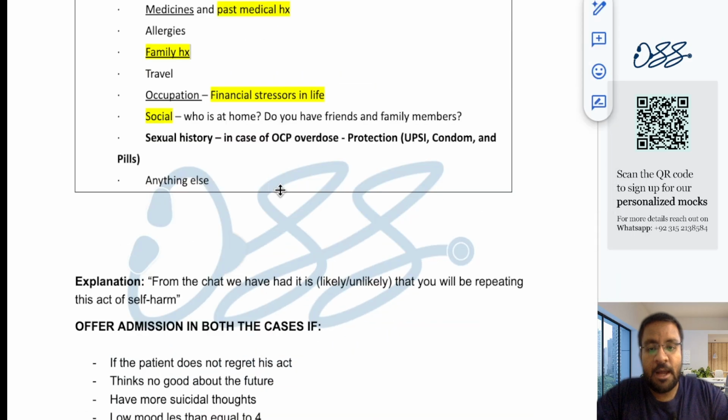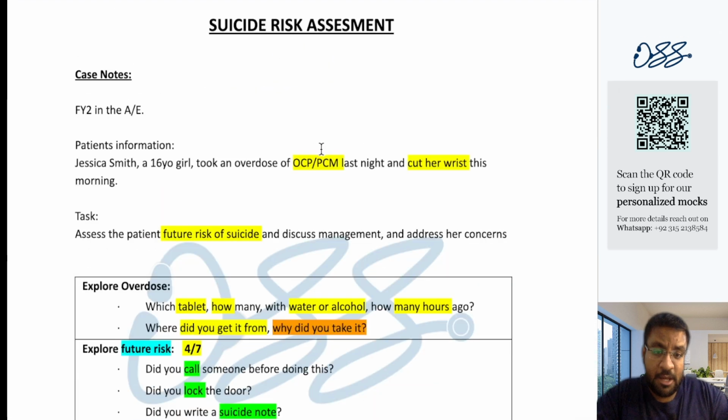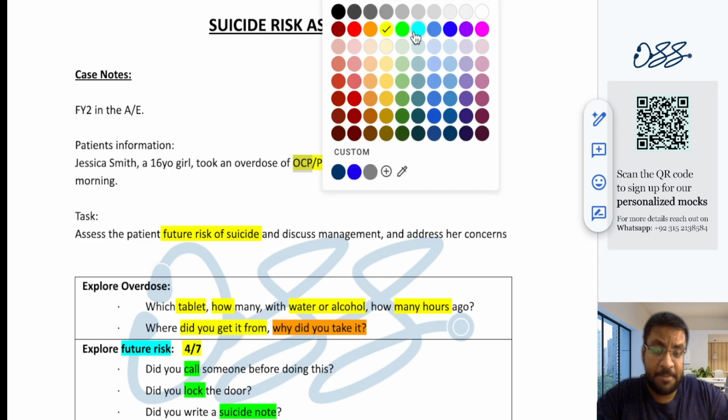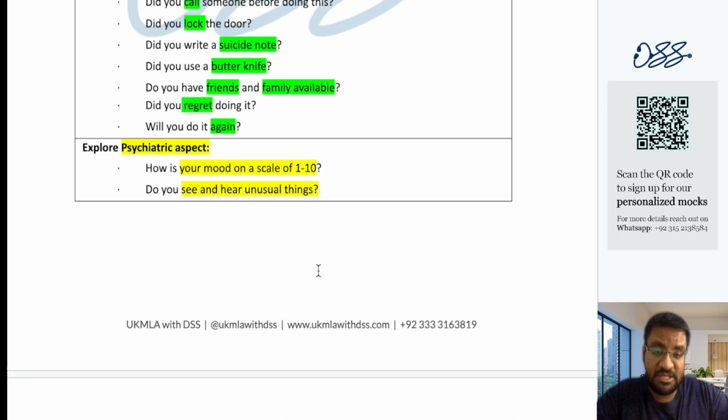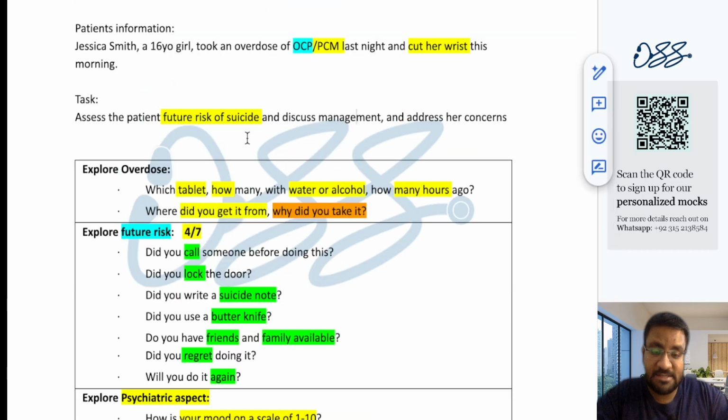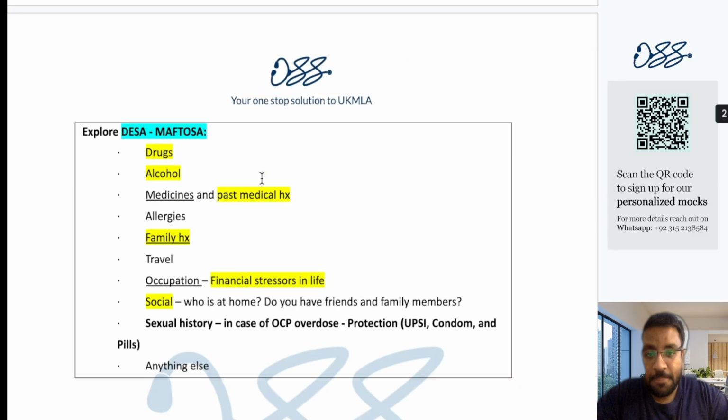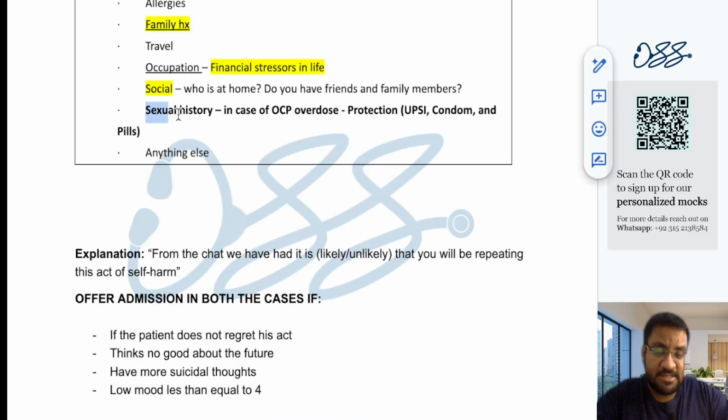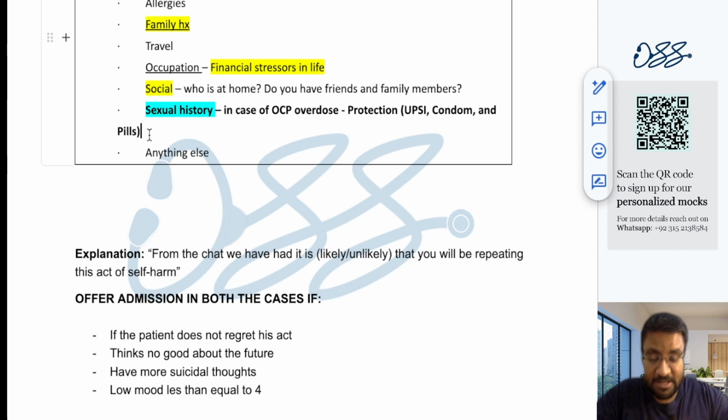All right. Then the sexual history may be important only in the case when the overdose is of OCPs. Okay, the patient who would be taking OCPs in the exam would be the one who has had a problem with her boyfriend. So you may want to ask about the sexual history in this case. Are you sexually active? Do you have a stable partner? By any chance, do you practice safe sex? And just ask about the pills: apart from the OCPs, do you take any other pills regularly? So just briefly touch upon the sexual history.